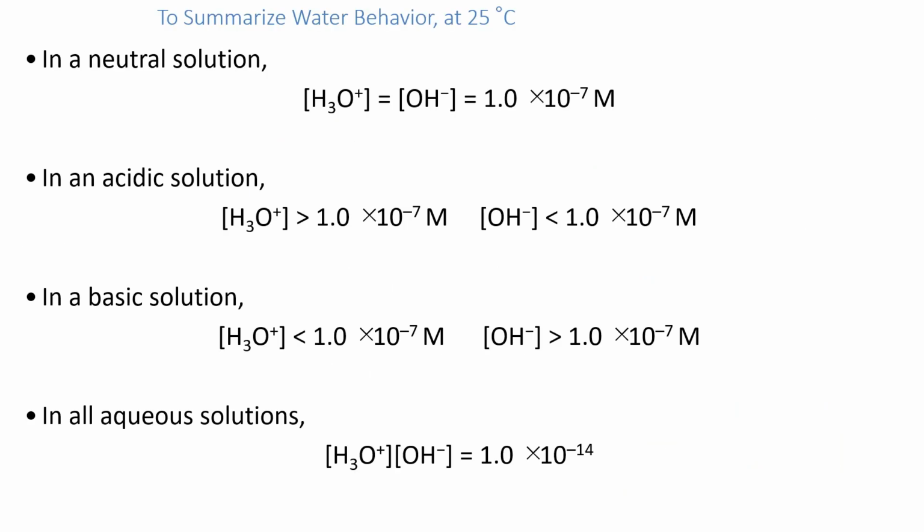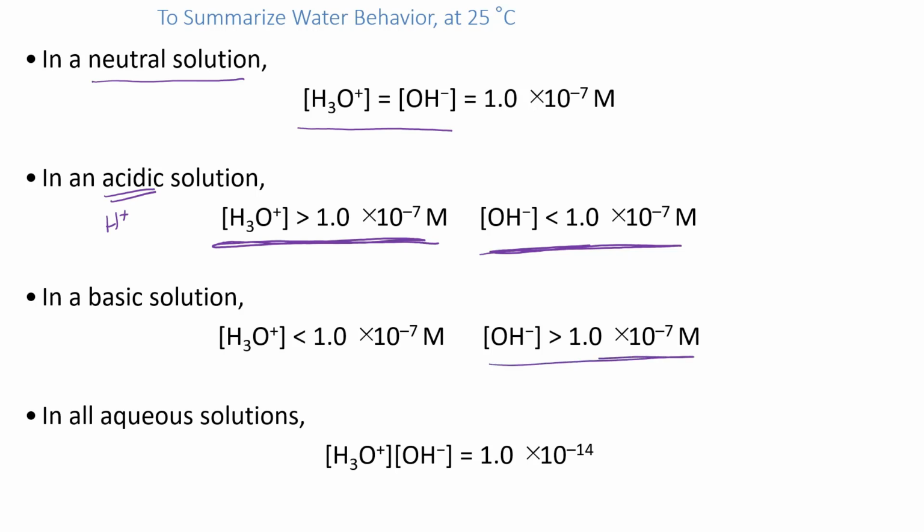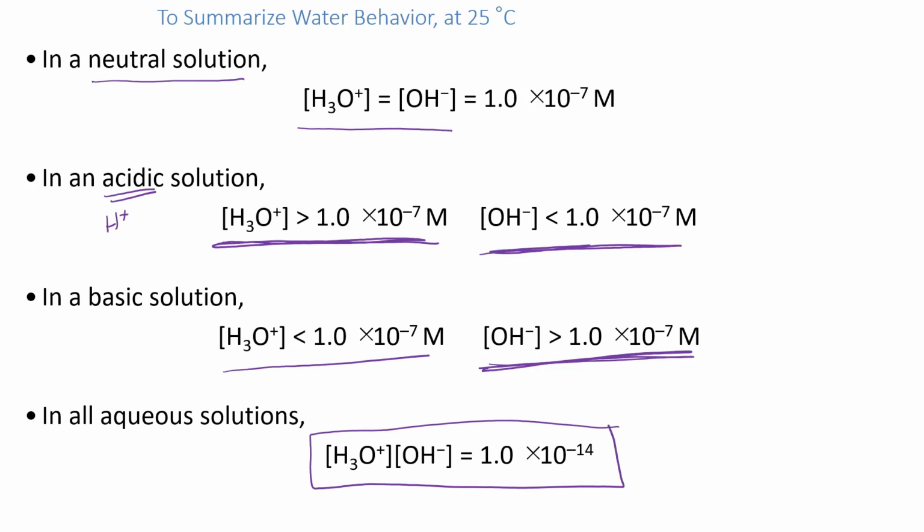All right, so to summarize, water behavior in a neutral solution: H3O plus and hydroxide will each be 1 times 10 to the negative 7. In an acidic solution, H3O plus is greater than that, and hydroxide would be less than that, because acidic means it's got more acid, so it has more H plus. Now, in a basic solution, the base would be overpowering, so the hydroxide would be greater than 1 times 10 to the negative 7, and the hydronium would be less. And here is that equation one more time. This is at 25 degrees Celsius, and all of our calculations will be taking place at 25 degrees Celsius.